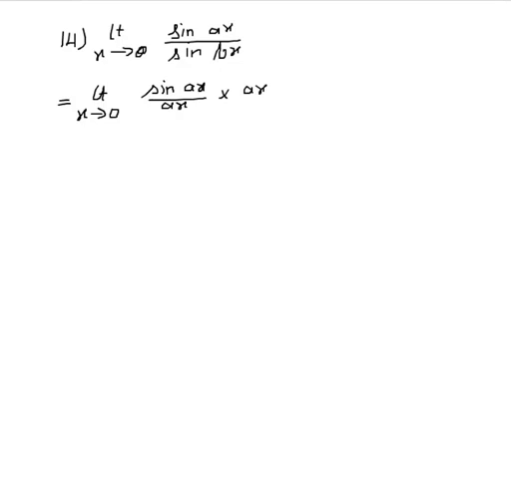Question 14. Limit x tending to 0 of sin ax divided by sin bx. To use that formula, limit x tending to 0 of sin x by x, we need ax here. So let us multiply and divide by ax. Similarly, let us multiply and divide the denominator by bx.